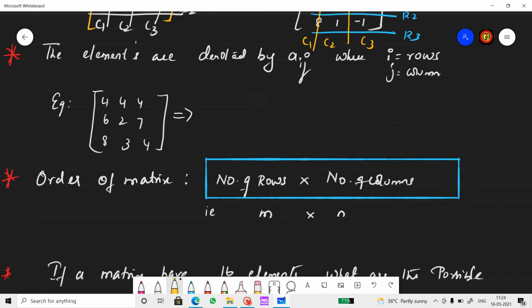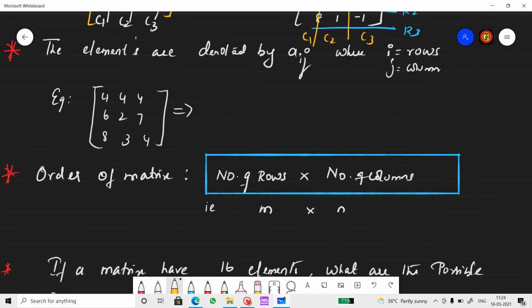The elements are denoted by Aij. In a matrix, the elements are represented by Aij. I denotes rows, J denotes column. So here, this is a matrix where the rows are 4, 4, 4, 6, 2, 7 and 8, 3, 4. And I said elements are represented by Aij.